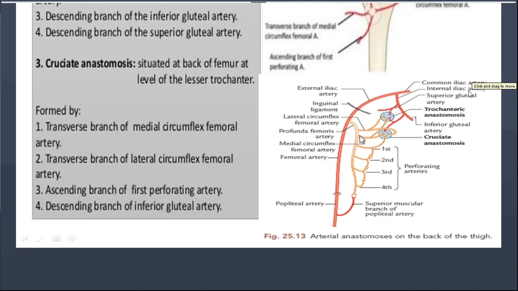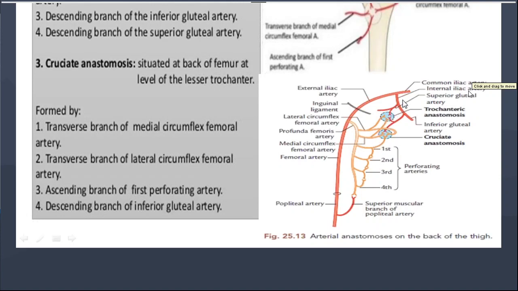Okay, then you can see this is the medial circumflex femoral artery. This medial circumflex femoral artery again gives the ascending branch. So two branches from here: ascending branch of medial circumflex and the lateral circumflex femoral artery. You can see here medial circumflex, lateral circumflex. So two: ascending branch of lateral circumflex and ascending branch of medial circumflex femoral artery.